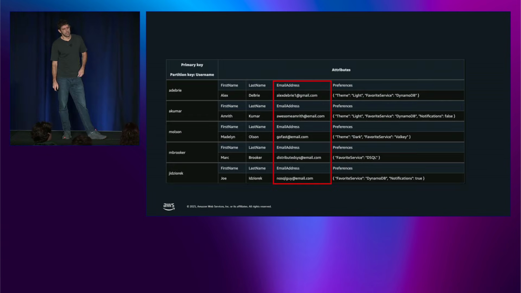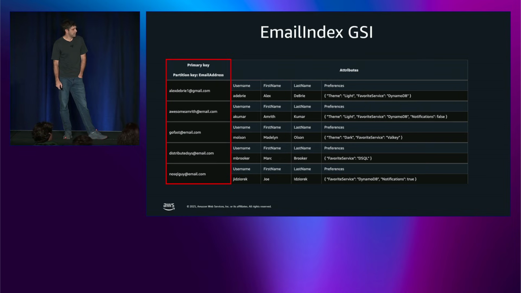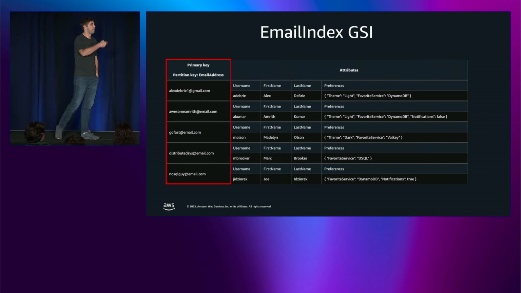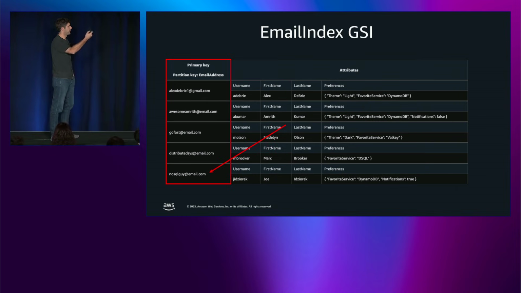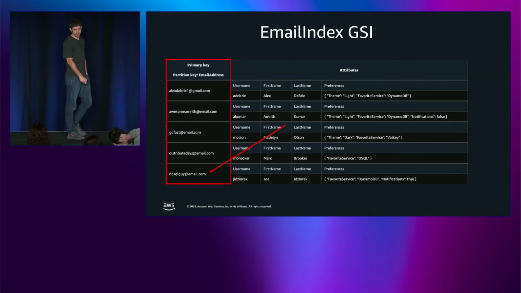So we can go back to this table here. We can create a secondary index on that email address. And now we have this email index, which allows us to fetch a record by a given email address.